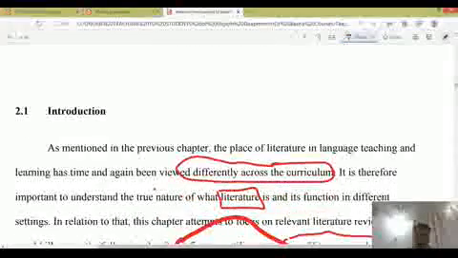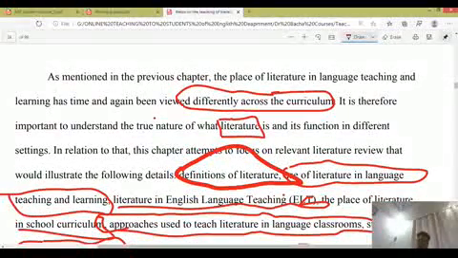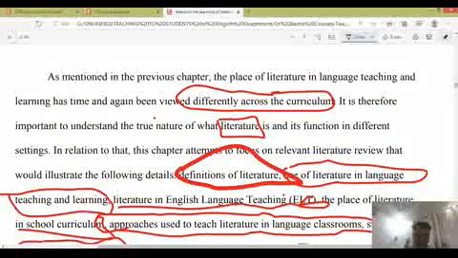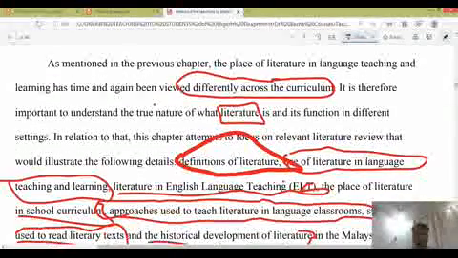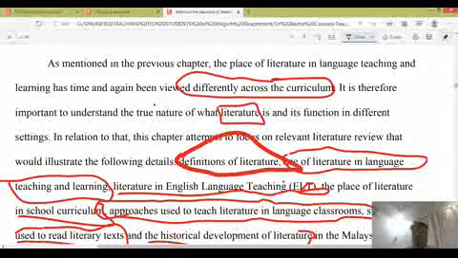Anyhow, this is actually the second part of the lecture. I have shared with you the copy of this thesis, which focuses on the place of literature and language teaching and learning, which has been viewed differently across curricula in different parts of the world, right?